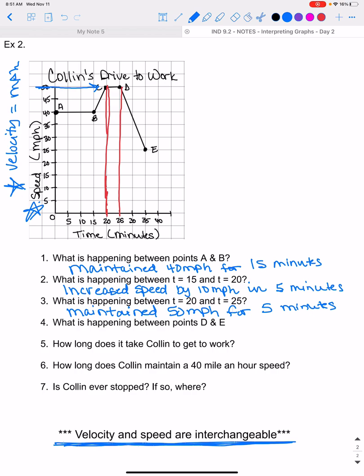All right, what is happening between points D and E? So let's look here. Erase that. All right, so between points D and E, we already have D marked. Well, let's mark E.